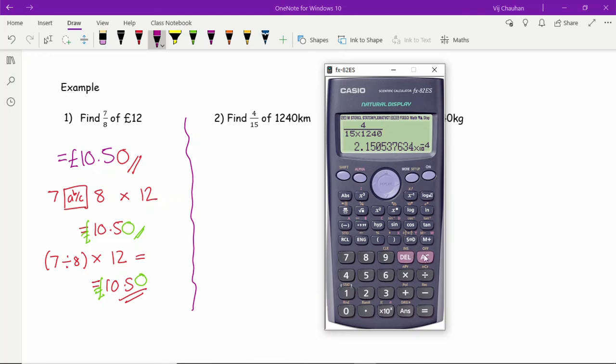Now the general quote I always say is your calculator's only as clever as the buttons you press. So it's not your calculator's fault that it's doing it wrong, it's because you've not learned how to use your calculator correctly and how to enter it correctly as well. So we're going to do 4, scroll across down to 15, and then we're going to scroll across, times by 1240, press equals. Now this slowly starts to look like a bit of a correct answer, and so here we get 330.666 recurring.